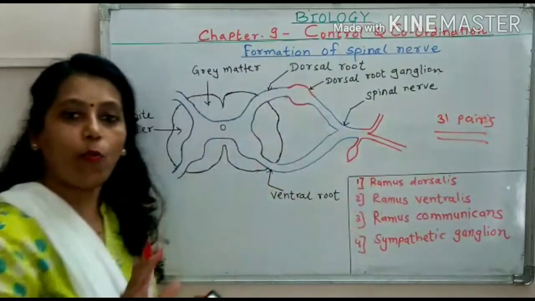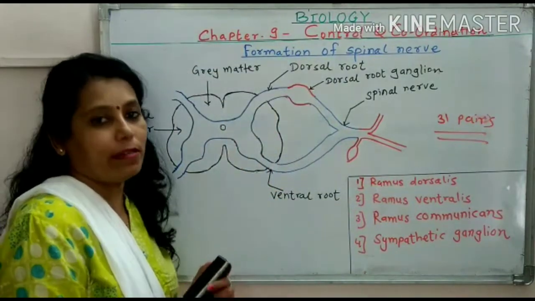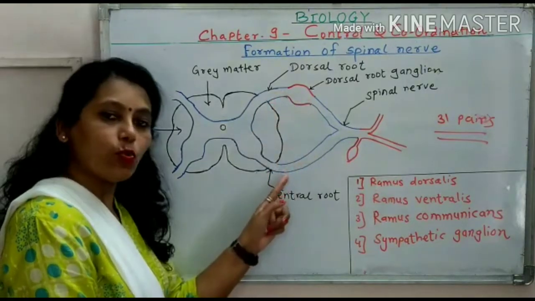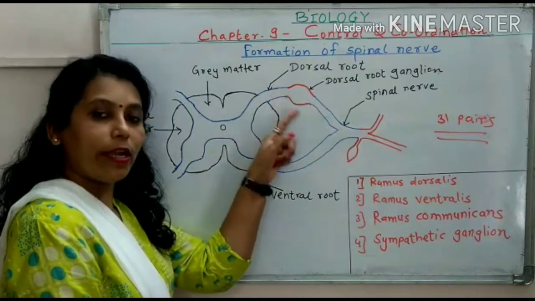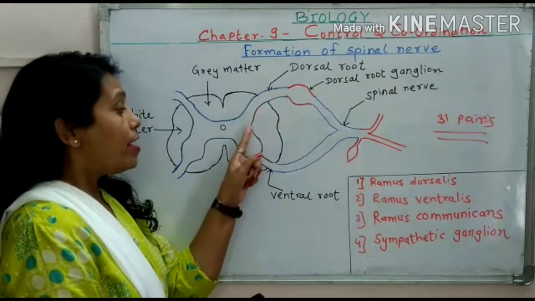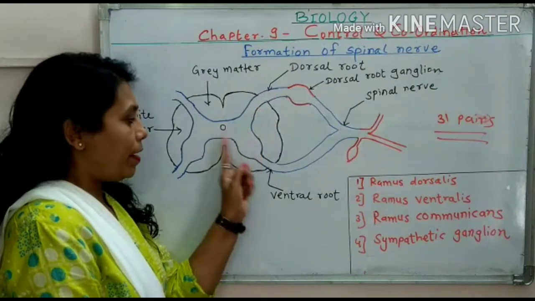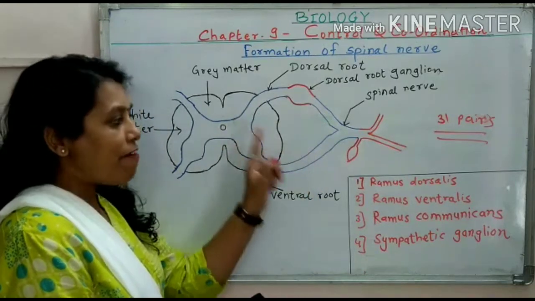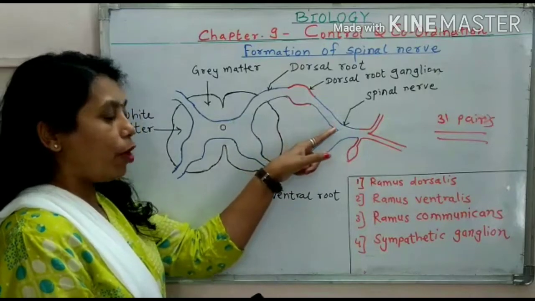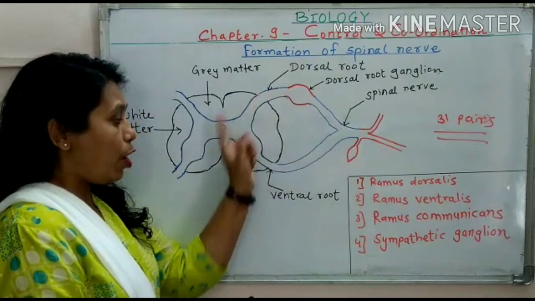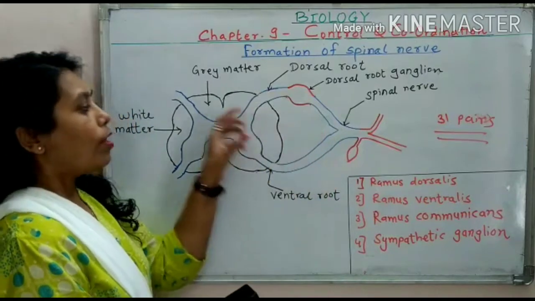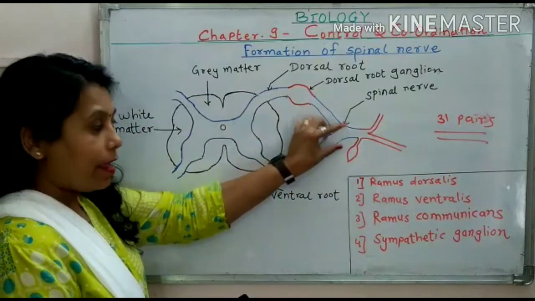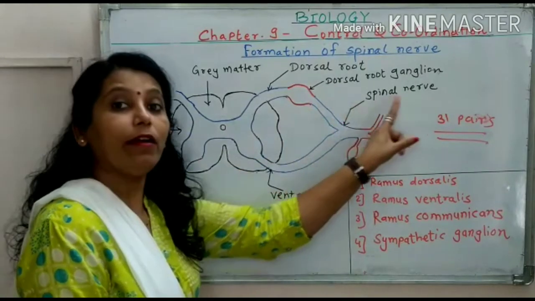Now, all these 31 pairs are of mixed type. Now, what do you mean by mixed type? Here, this is dorsal root, this is ventral root. This dorsal root carries sensory neuron. Here, the ventral root consists of motor neuron. It means every spinal nerve is a combination of sensory neuron and motor neuron. So, the union of sensory neuron and motor neuron forms here. That union is called spinal nerve.